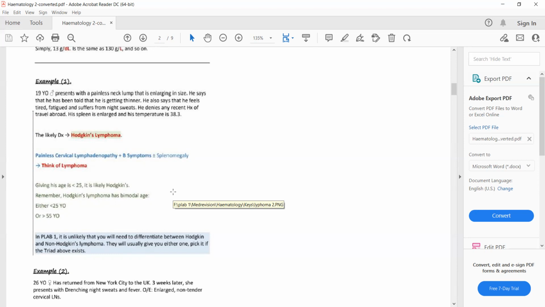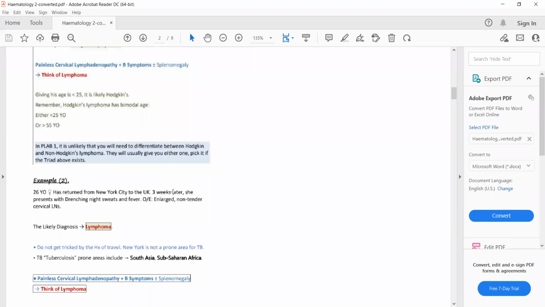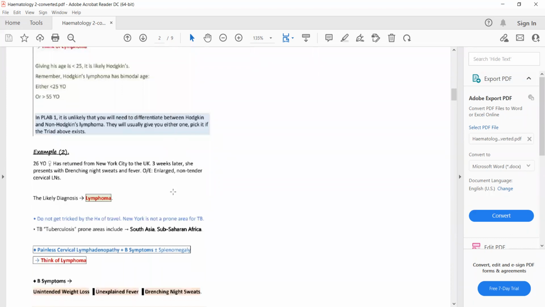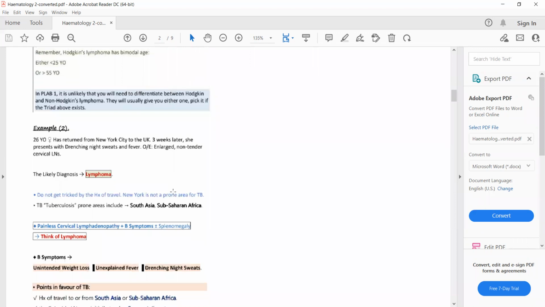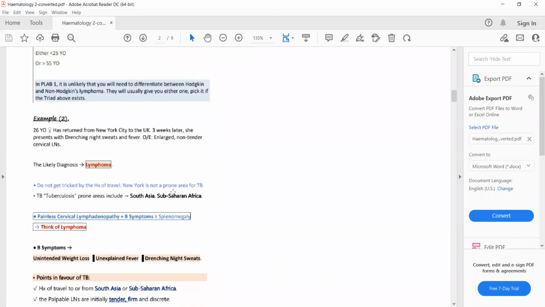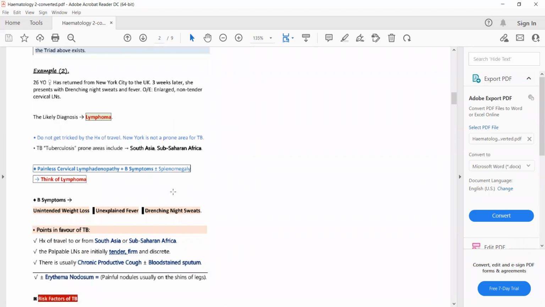And there is lymphadenopathy with B symptoms such as fever and night sweats. So again, it's a lymphoma. The most appropriate investigation will be excisional biopsy. Do not get tricked by the history of travel. New York is not a prone area for tuberculosis. Tuberculosis-prone areas include South Asia, such as India, and Africa.